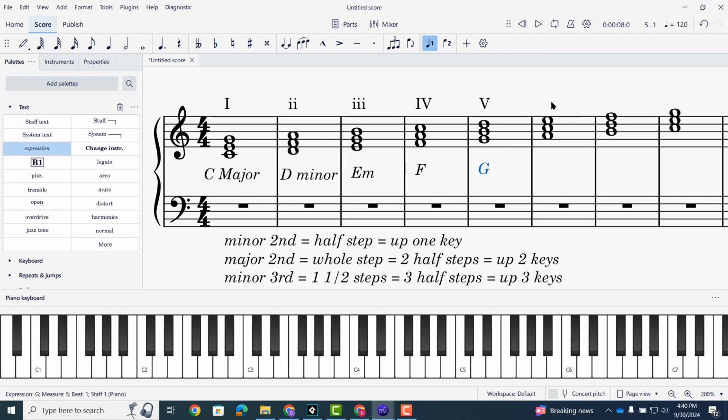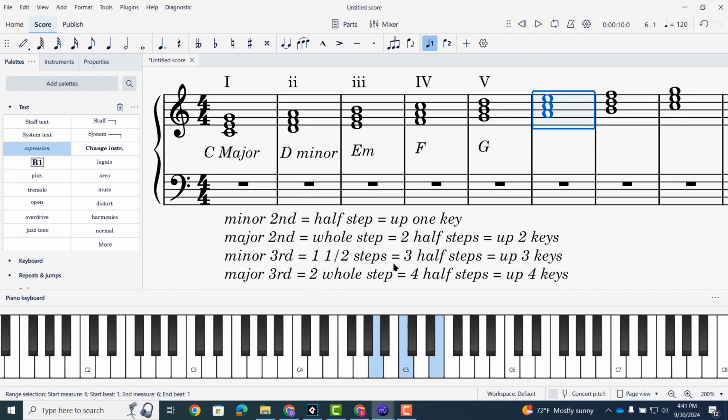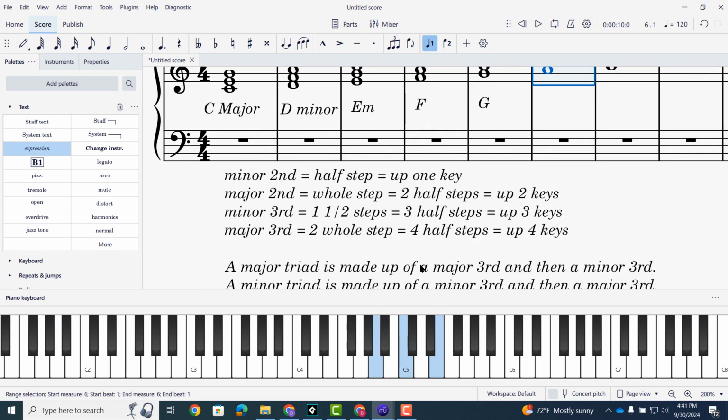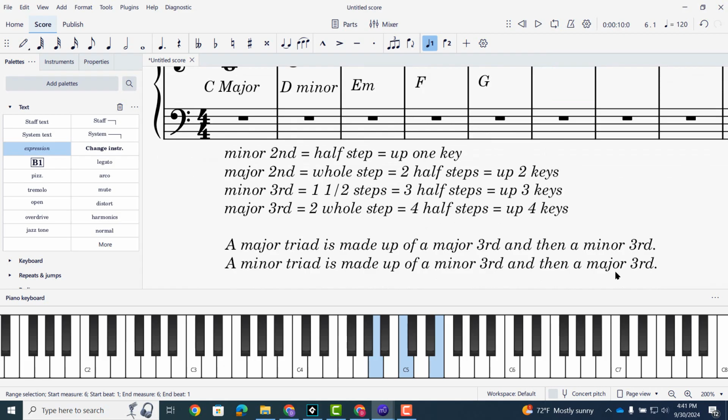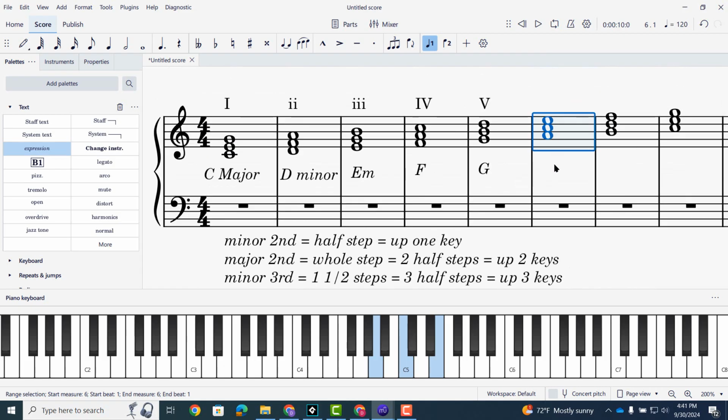Next chord is the 6th chord, but is it minor or major? Let's find out. So I select it. Let's count. Starting here, there's the A. 1, 2, 3. There's only 3 on the bottom, so that's a minor third. And then 1, 2, 3, 4. That's a major third. So if you have a minor third on the bottom and a major third on top, that makes it this one, a minor triad. So we know this next chord is minor.